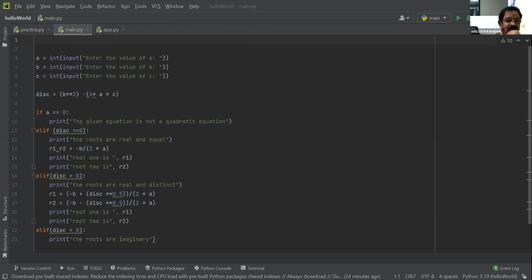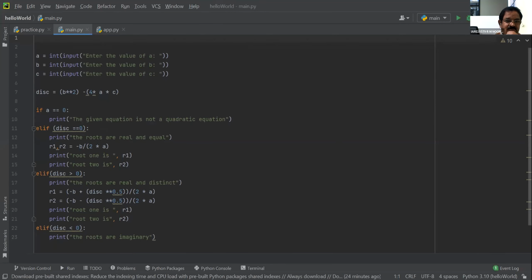Okay, input A, B, C. So you have calculated the discriminant prior to checking whether it is a quadratic equation or not. Okay, no problem, but that is a wastage of memory. If the condition fails, print that the given equation is not a quadratic equation, else continue. Show the execution, run it.